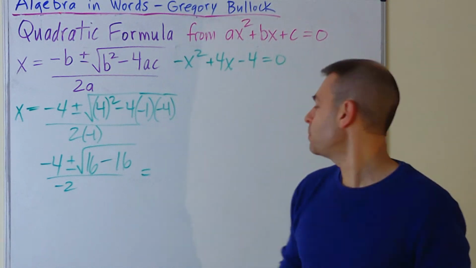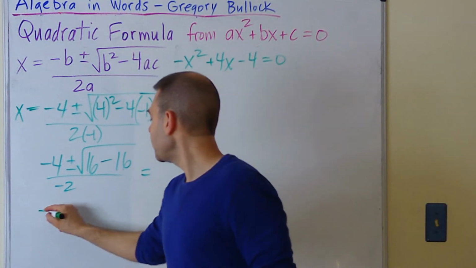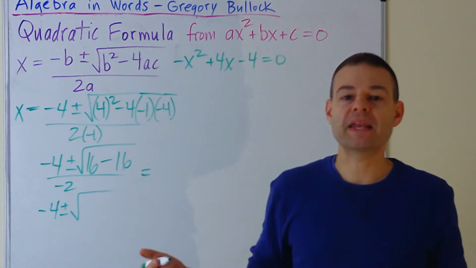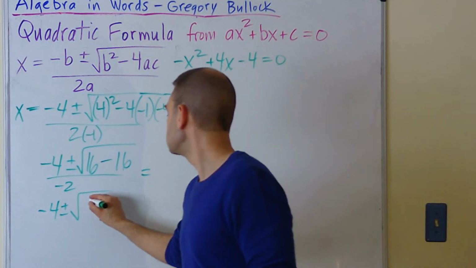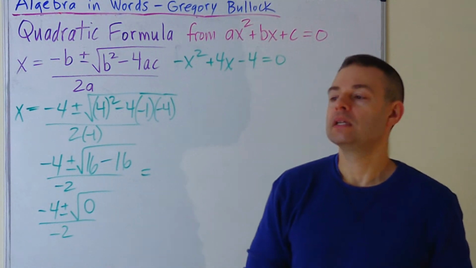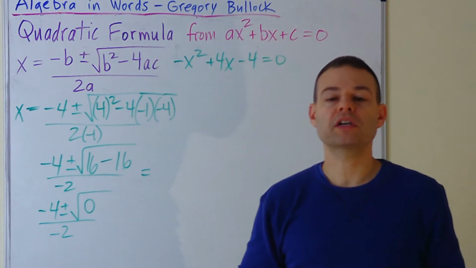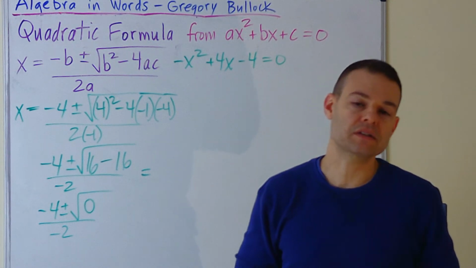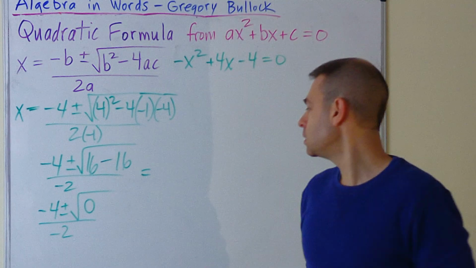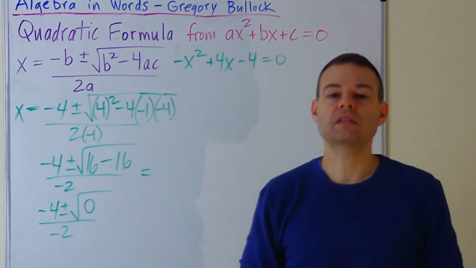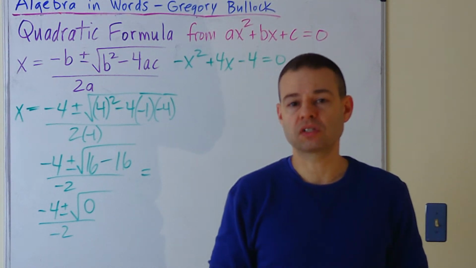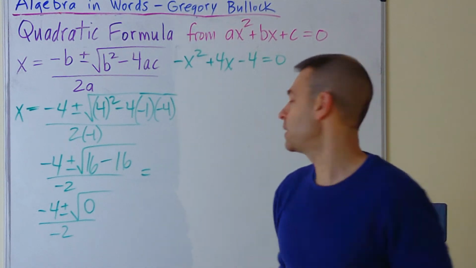If we continue to simplify, we get negative 4 plus or minus. And what is 16 minus 16? It's 0. And it's still over negative 2. Now a quick pause, and when we're talking about the discriminant, as I did in the last example, where we're analyzing just the number under the radical, when we can see that the value under the radical is 0, that tells us that we're going to get one solution. Let's continue on and see why that is.